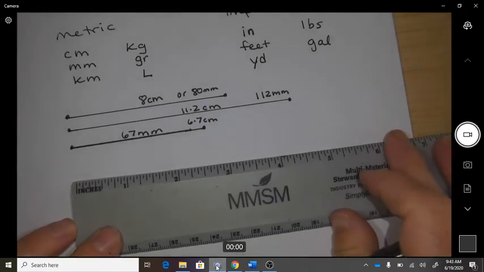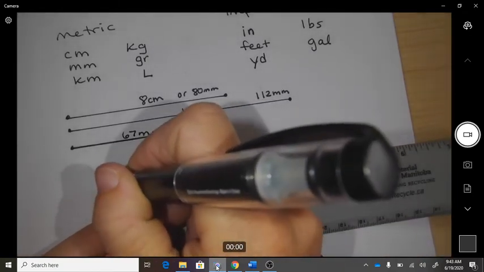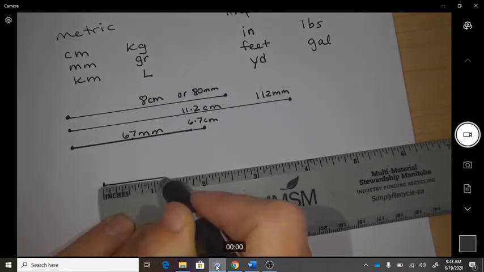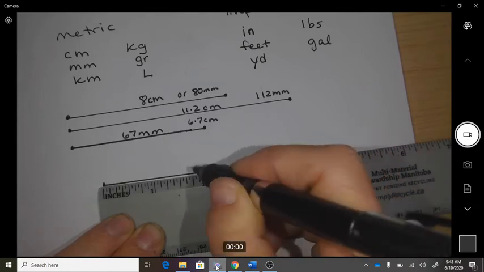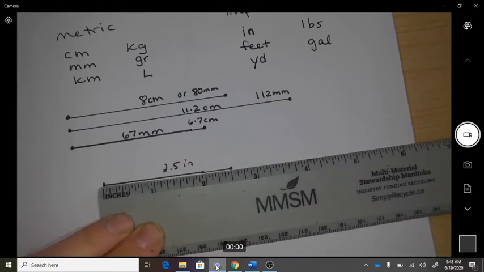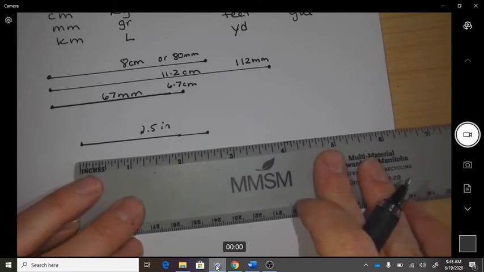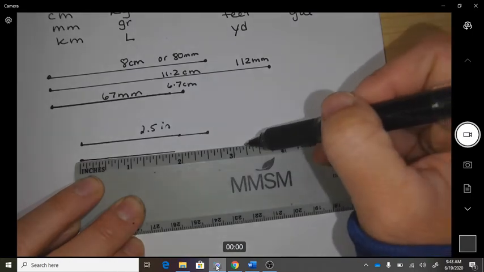So inches. So if I did 2.5 inches, I would go like this to 2, and then I would see a half is right here. Your decimals are really only used if you can do your quarter, halves, 3/4. So 3 1/4 would be right here.